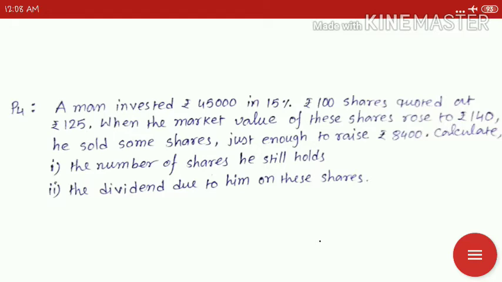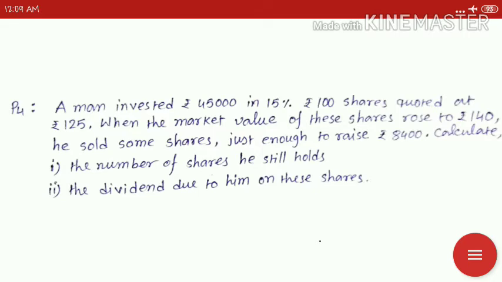There you go. That is our fourth problem. It is stated that a man invested 45,000 in 15% rupees 100 shares quoted at rupees 125. Now I have already mentioned in my previous video that the market value can be given in various forms. Like here it is given as "quoted at". So quoted at means that is the market value, which is given as 125, and rupees 100 shares means it is the face value, and the investment is already given as 45,000, and also the rate, that is 15%. Now when the market value of those shares rose to rupees 140, that means previously when the person bought some shares, it was at a certain value. Now the market value has risen to 140, that means it has increased.